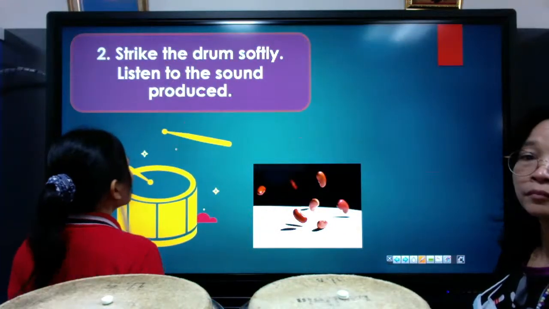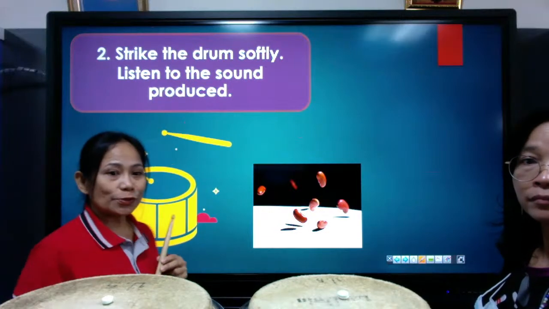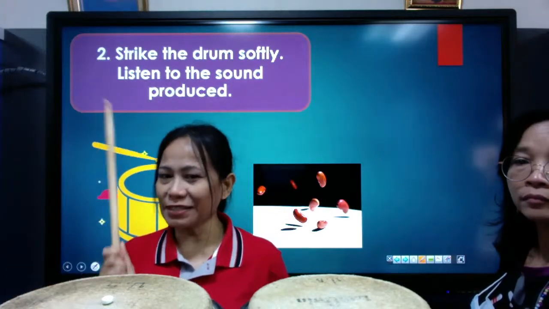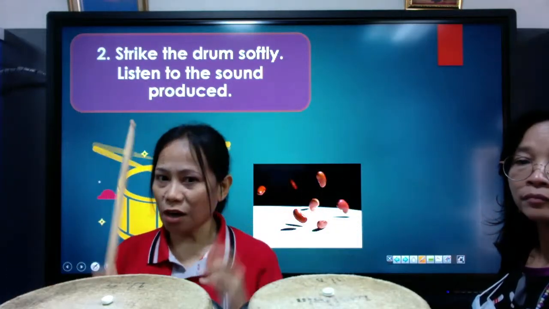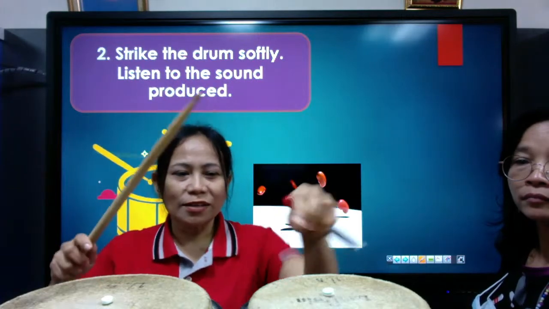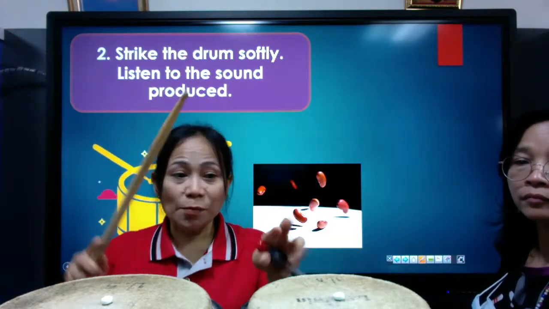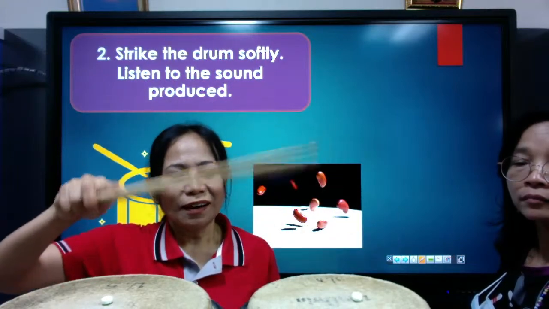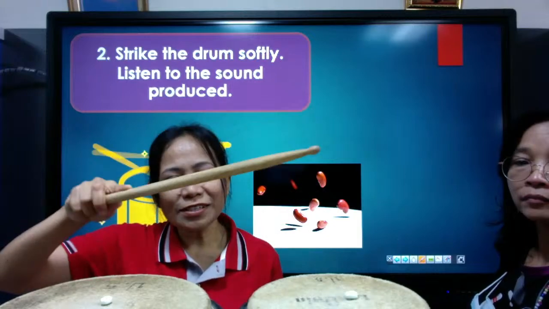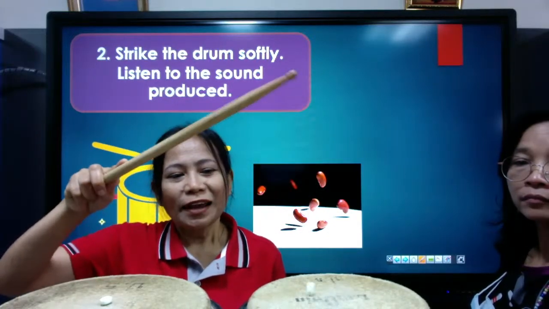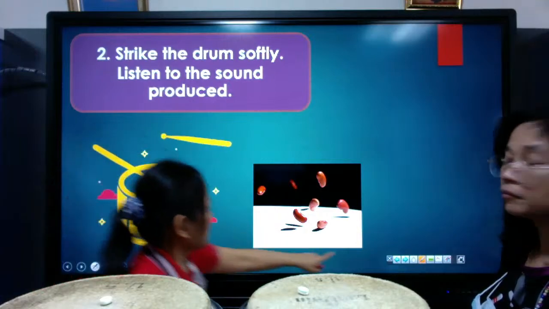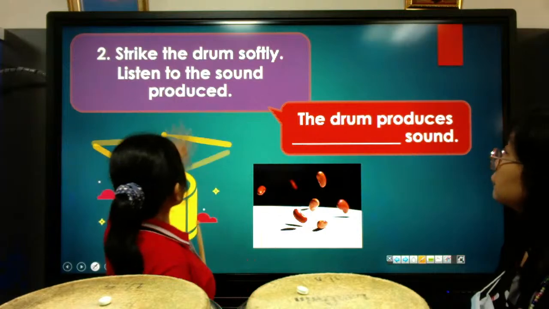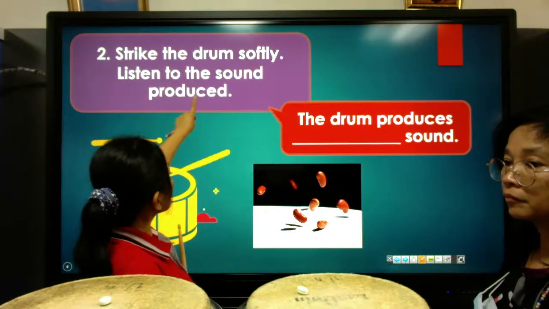Okay, so first, procedure number one: put some red beans or candies, or just a tiny candy like this, a small candy like this. You can see me there. Okay, this one. And then number two is strike the drum softly. Listen to the sound produced. So we're going to strike. Strike is like this, right? That is the word strike. Strike the drum softly, so not so hard. Observe the movement of the candy. This is very soft striking, and then observe.